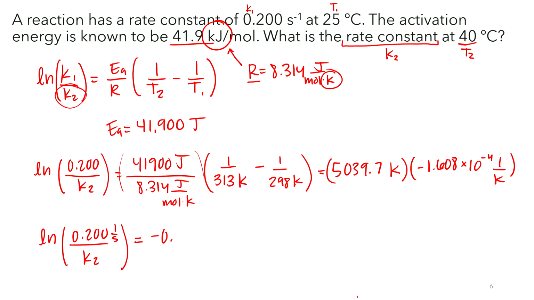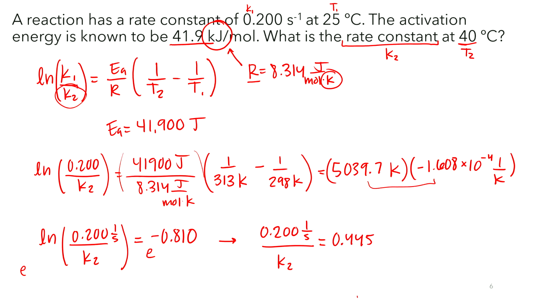So I got negative 0.810 when I multiplied these two. And I say, I want to get this out of the natural log, so I raise both sides by e, which gives me 0.200, 1 over seconds, K2 equals 0.445, which is actually quite close to our final answer. But what we need to do is rearrange this one more time, and K2 will equal 0.200, 1 over seconds divided by that 0.445. And my final answer was 0.450.